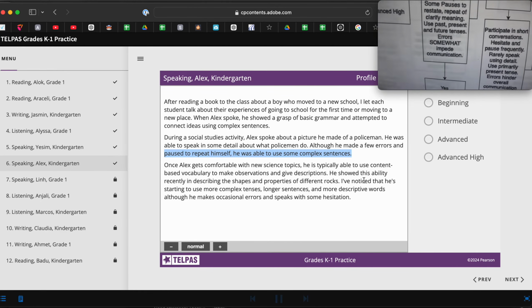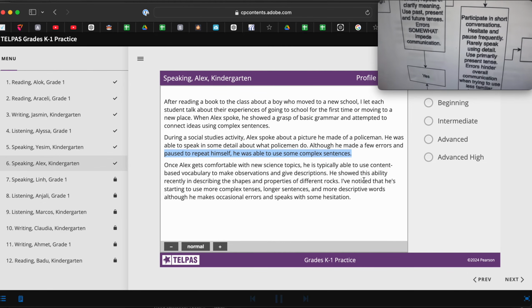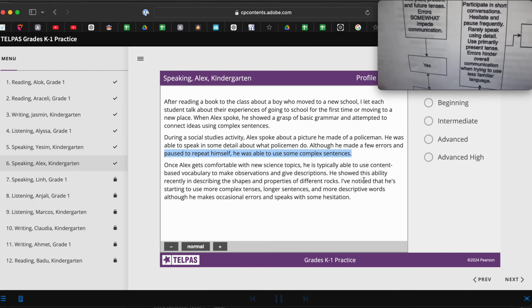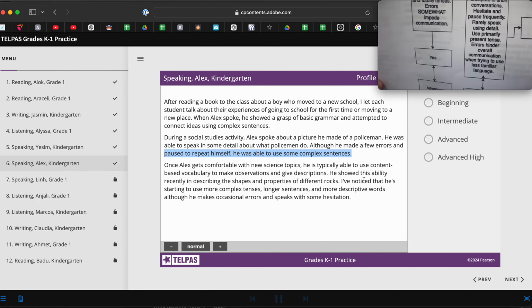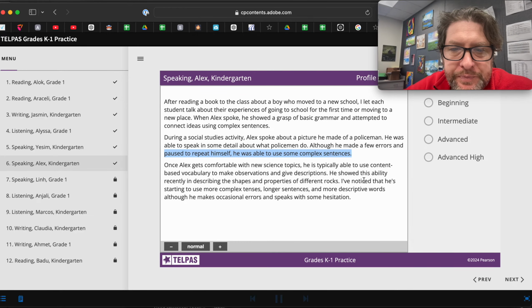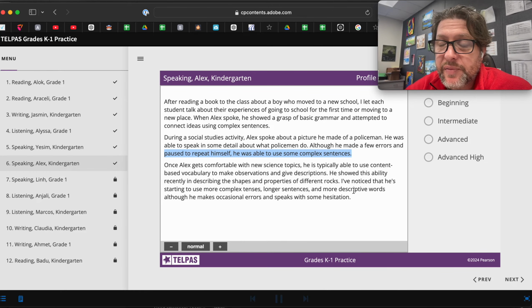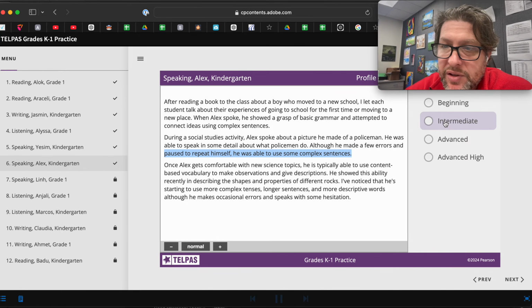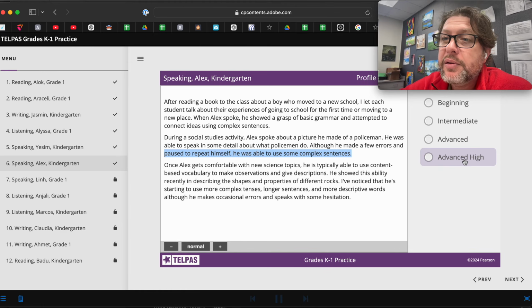Okay, let's see if this is it. He participates in short conversations, hesitates and pauses frequently, rarely speaks using detail, uses primary tense. Errors hinder overall communication. So he's able to speak in some detail, and it's not really getting in the way of the conversation. So we know it's not this because he's making some errors. He's having to pause to repeat himself, but he is able to use some complex sentences. So intermediate is no complex sentences. It's very basic. Okay, so basic, some, fluent.